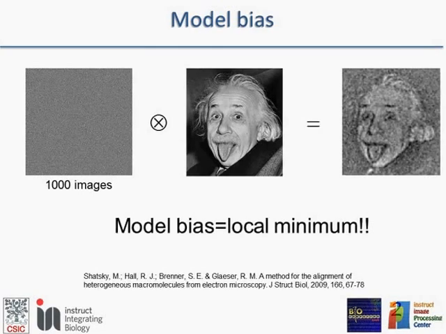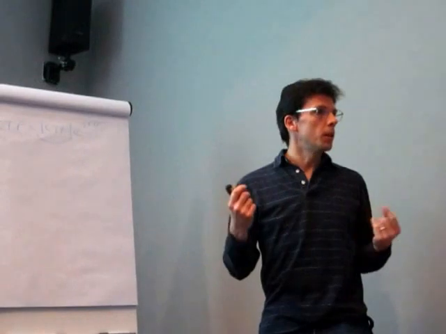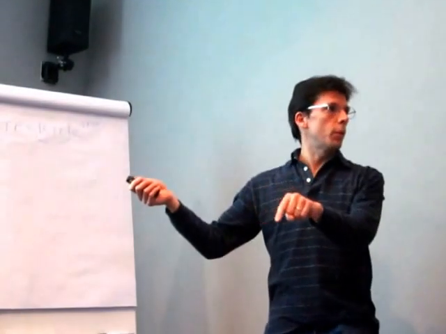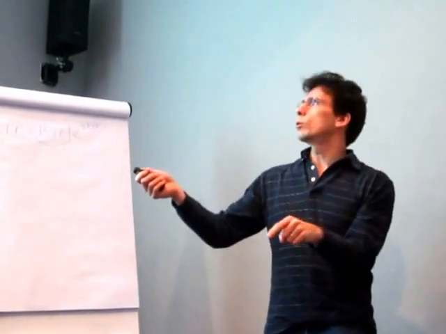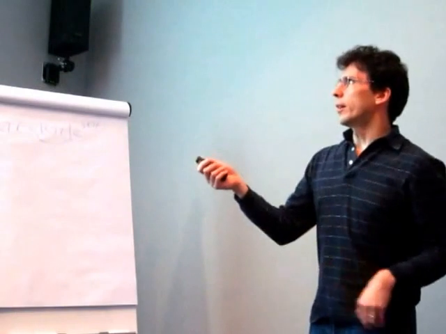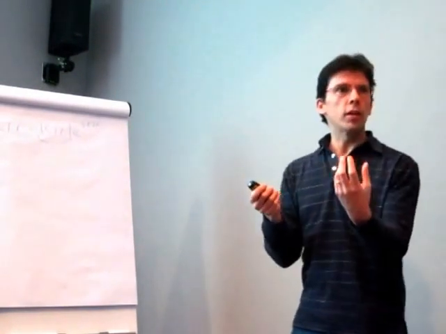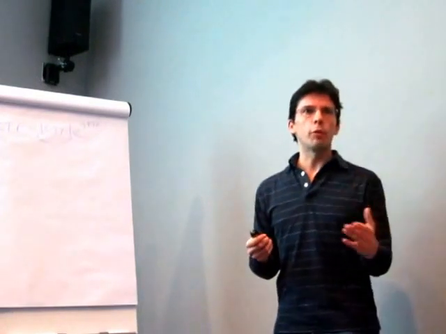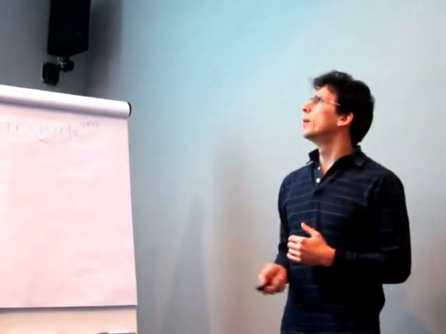This is in fact the model bias in electron microscopy. It is in fact the local minimum in the optimization field. So you start with a point, and you converge to a point that is the closest to the original point that you started from. So it is very important to start with a relatively correct structure, because otherwise you will converge to something that is nonsense.